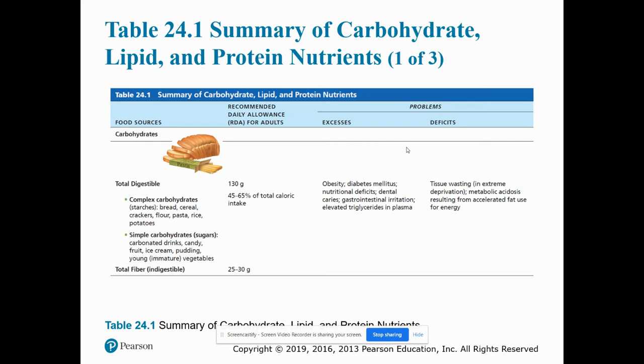So we have our summary of carbohydrates here. Okay, so we have our complex carbohydrates: bread, cereal, crackers, flour, pasta, rice, potatoes. Simple carbohydrates are sugars, right? Stuff in soda, candy, fruit, ice cream. We should take in about 45 to 65% of our total caloric intake as carbohydrate.